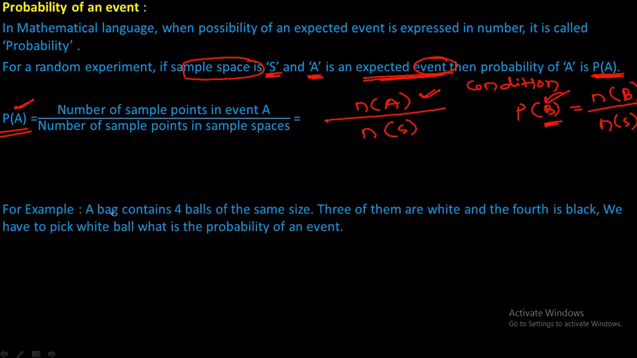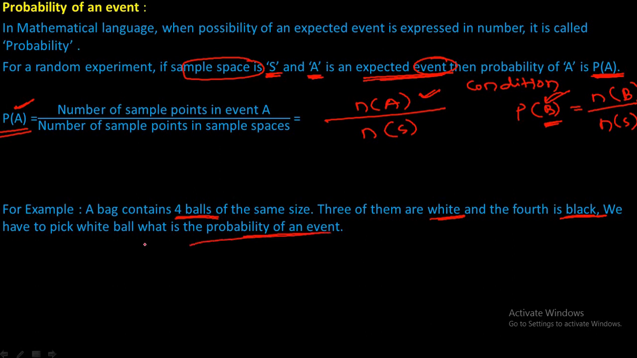For example, we will take a simple example. A bag contains four balls of the same size. Three of them are white and the fourth is black. We have to pick a white ball. What is the probability of the event?